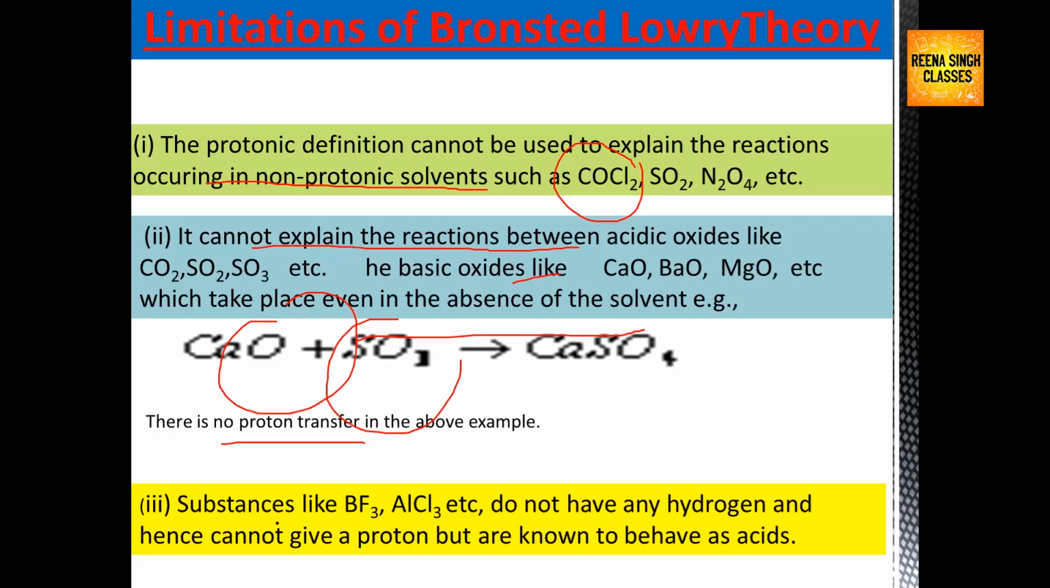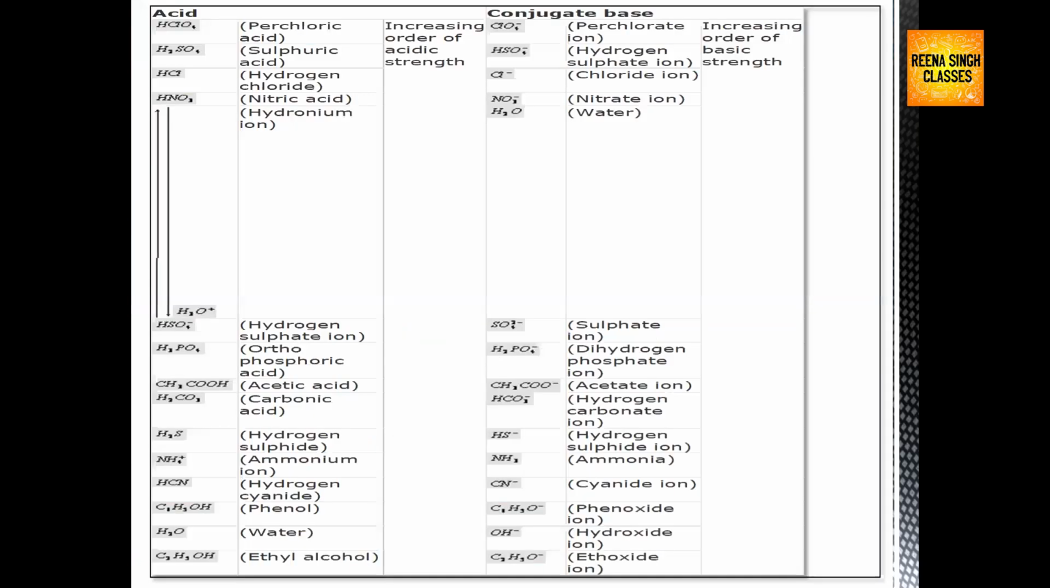My next limitation is that substances like boron trifluoride and aluminum trichloride do not have any hydrogen and hence cannot give a proton. But we know that they behave as acids. So these are limitations.